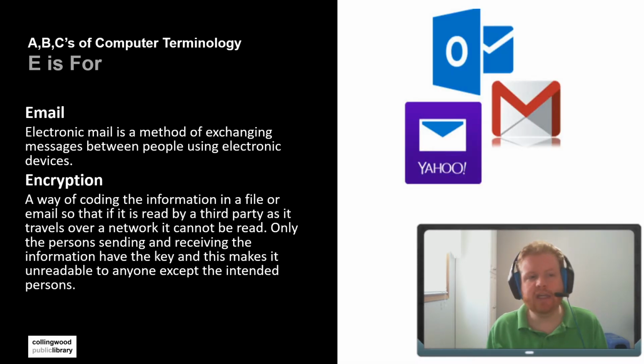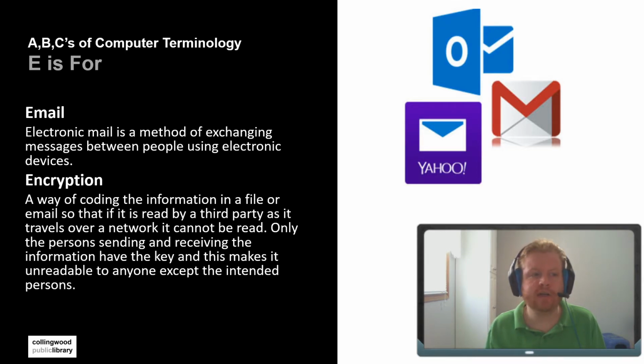E is for email. So basically this is electronic mail. It's just a faster way of exchanging information between people using electronic devices. In order to communicate back and forth, you do need to have the other person's email address. If you're used to doing physical mail, or I like to say snail mail, you have to have that person's street address and all their information in order to send it properly. Similar with electronic mail, you need to know their email address in order to send to them specifically.